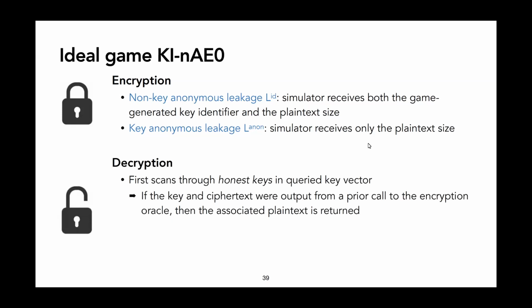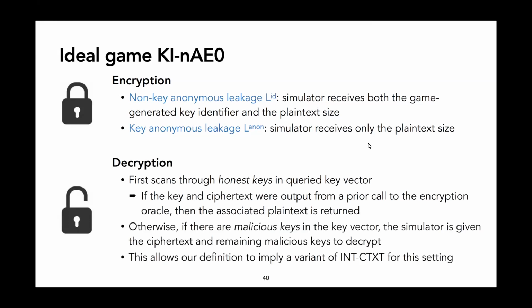Decryption, recall, takes as input the vector of keys, which could be honest or malicious in any order. So here, we simulate this by first scanning through honest keys in the queried key vector. If the key and ciphertext were output from a prior call to the encryption oracle, then the associated plain text is returned. Otherwise, if this fails to find the key, and there are malicious keys in the key vector, the simulator is given ciphertext and remaining malicious keys to decrypt. So doing this allows our definition to imply a variant of ciphertext integrity for this setting.